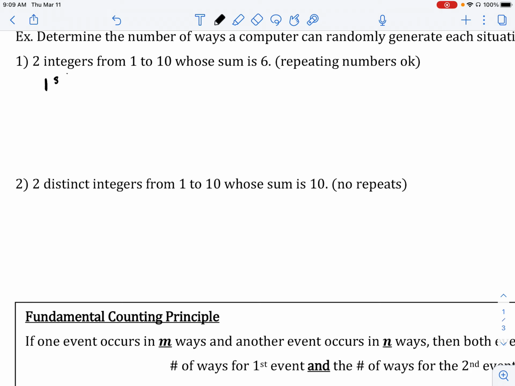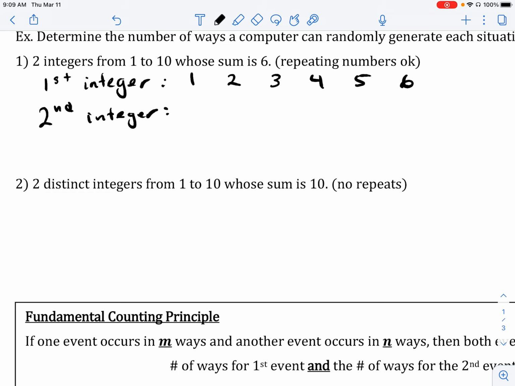For the first integer, let's consider all the possibilities. Since our sum is 6, the first integer can be 1, 2, 3, 4, 5, or 6. What about the second integer? Well, if the first number is 1, then the second integer has to be 5, so that when we add these up, our sum is 6.